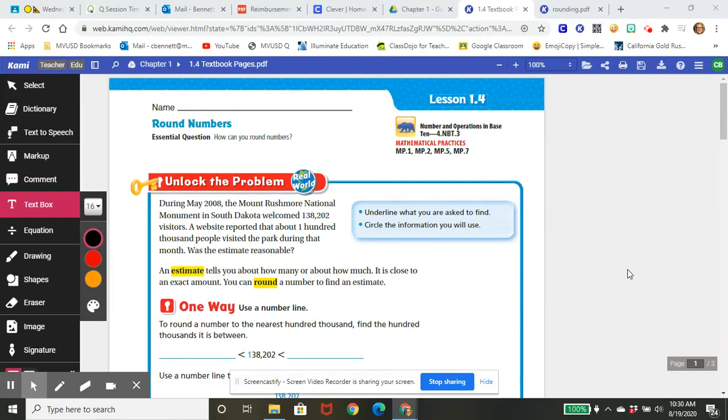Hello, my class. Today we are going to learn how to round numbers. Okay, so the essential question is, how can you round numbers? And I think the best way to first learn about this is to know what they mean by round numbers. What does that mean?